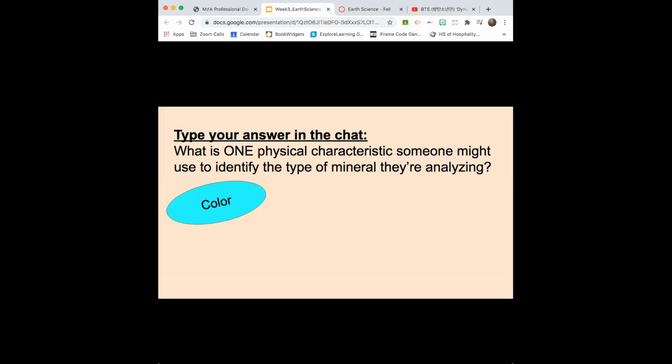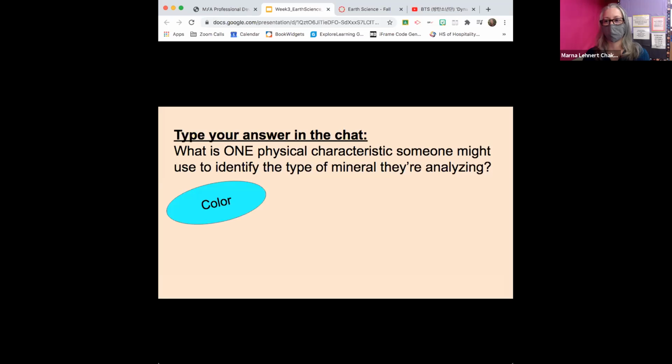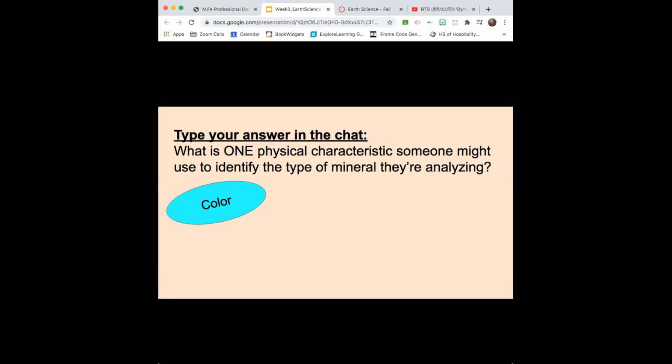Luster is the way in which light reflects off of a mineral surface. Excellent. Very good. So luster, when you're looking at a mineral, is how reflective it is. And there are 2 basic types of luster. Raise your hand and tell us, what are the 2 basic types of luster? Ashley, go ahead. Metallic and non-metallic. Bingo. Nice job.